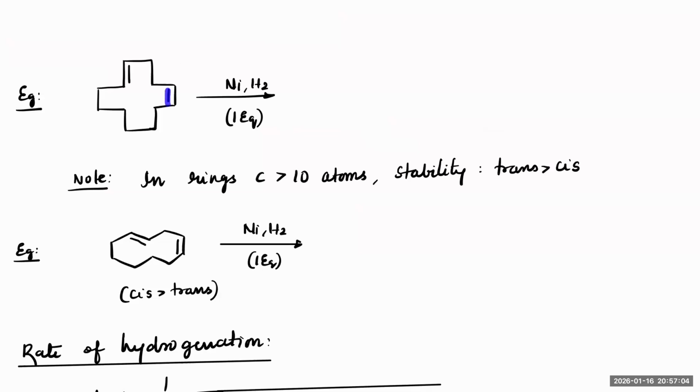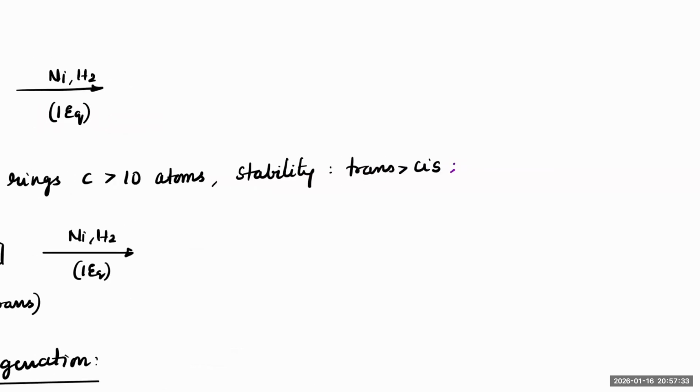In case there are two double bonds and I'm only sending one equivalent to add, in such a case, how do we make an addition? See, here it's very simple. In rings, whenever you talk about ring sizes, if the ring size is greater than 10, the stability of trans is more than cis. So naturally, cis is less stable. That means it is more reactive. So I'll write the reactivity order also. Since the stability is like this, then when it comes to reactivity, cis will be more reactive than trans.